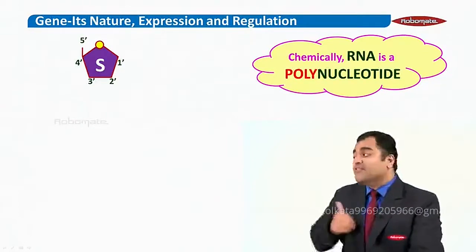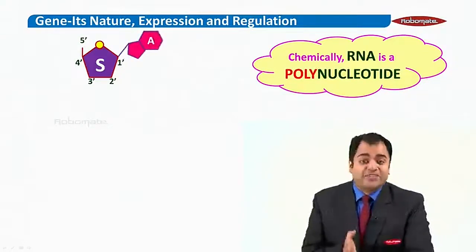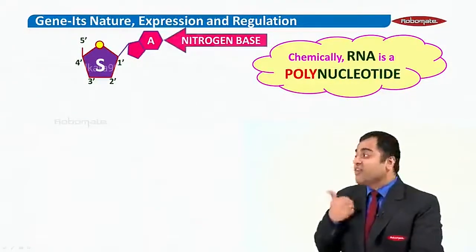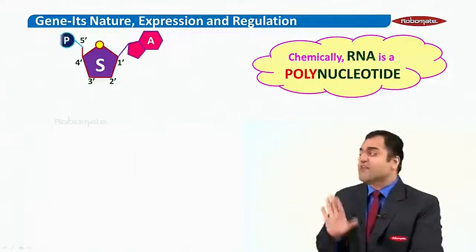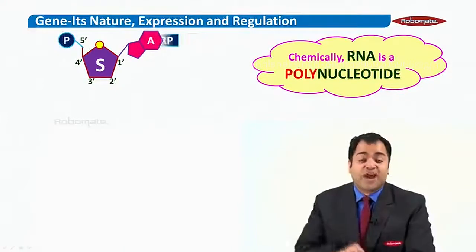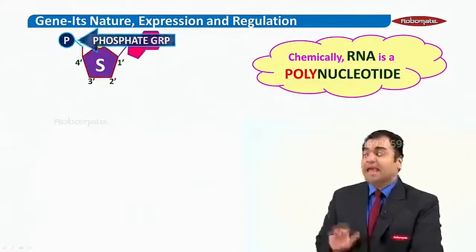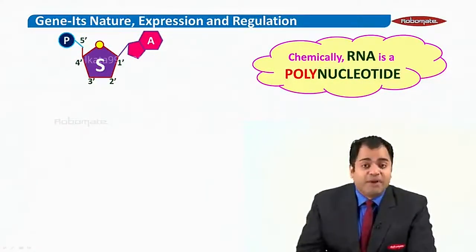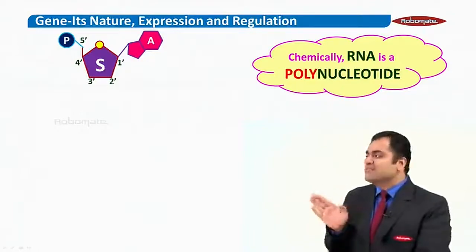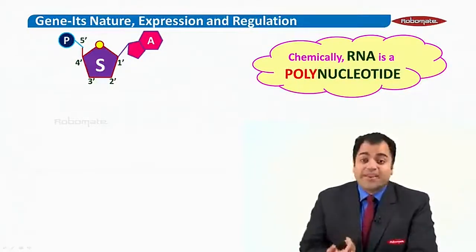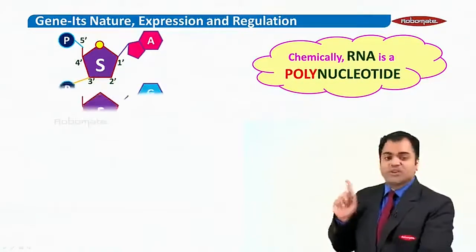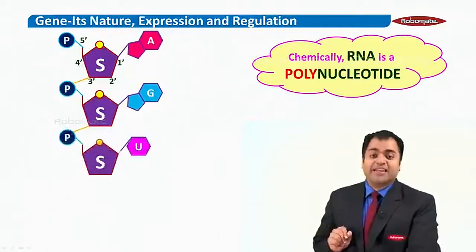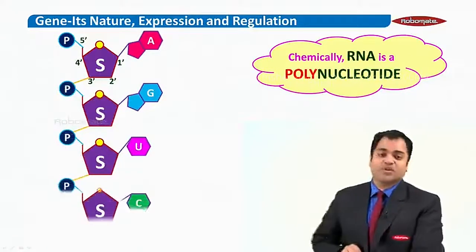sugar. At the first carbon is attached a nitrogen base. So what you see here is a nitrogen base. And on the 5th carbon, you will basically see a phosphate group. So what you see at the 5th carbon is a phosphate group. And this is one nucleotide of RNA. And because it is a polynucleotide, I'm going to add some more nucleotides here. Let's go ahead and do that. You have another nucleotide. You have yet another nucleotide, and finally you have one more nucleotide.